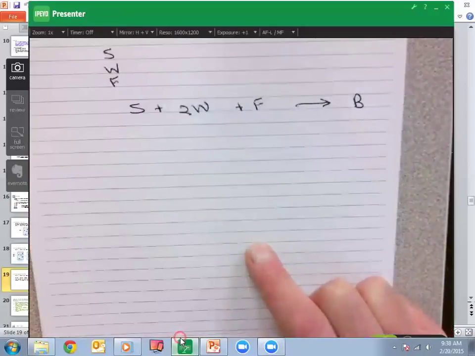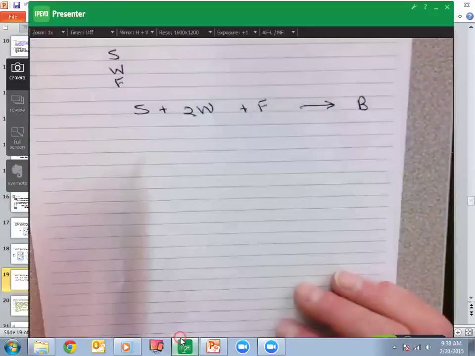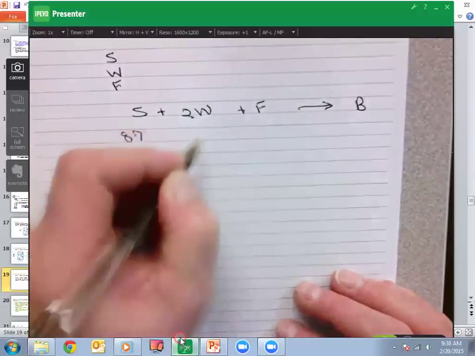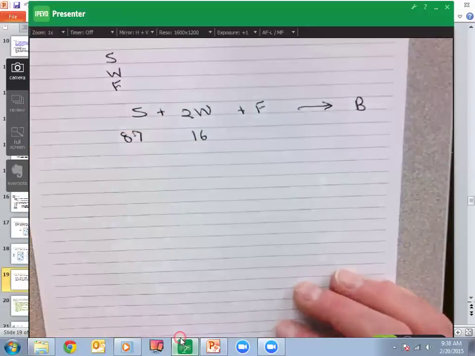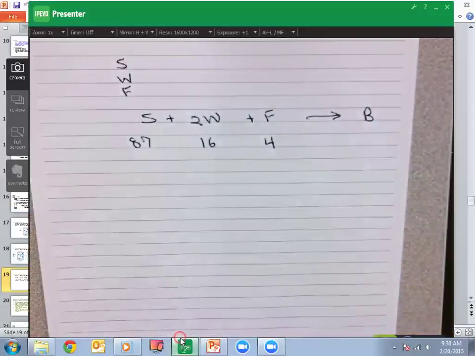That equation is balanced. It's an assembly line. The atoms are going together in the same way the bicycle goes together. You know, they're assembling or combining on a numerical basis. So what happens if she has 87 seats, 16 wheels, and 4 frames? How many bicycles can we make?